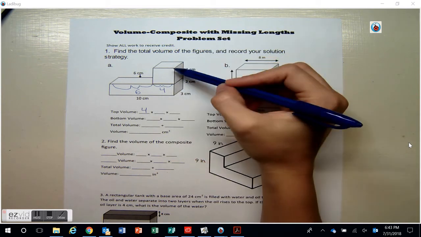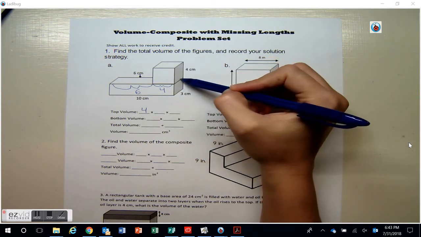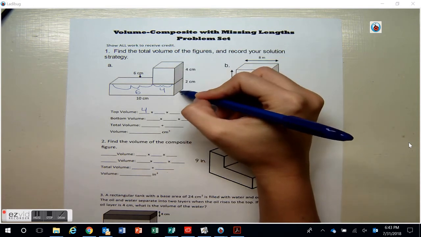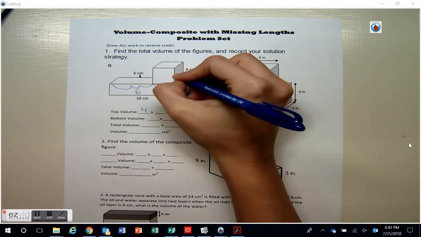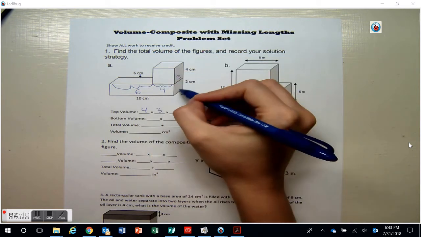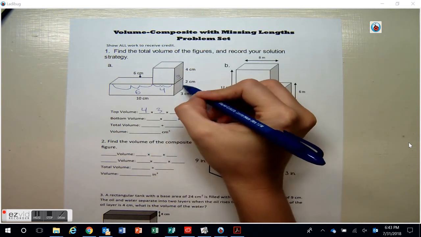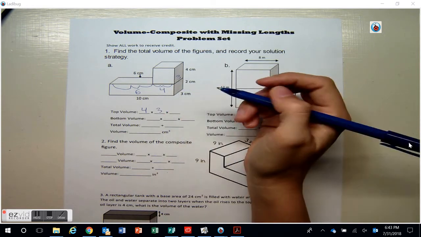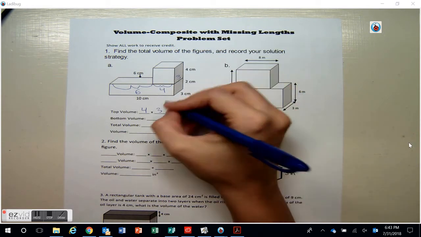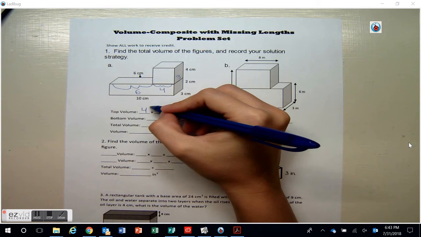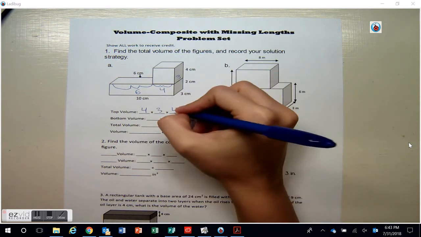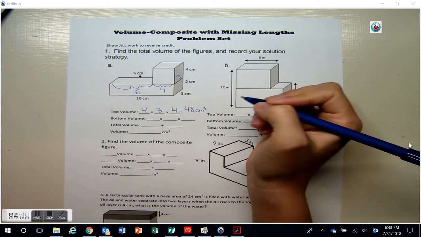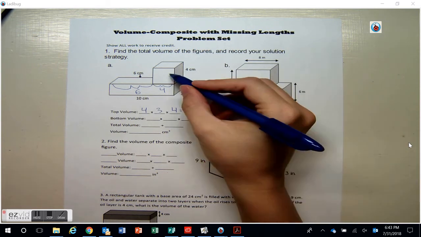centimeters. Now I want to have my width. Again, it's not labeled on the top figure, but I see that this lines up. So 3 is going to be my width there because this measurement lines up. See how this line connects them? That lines up, so that 3 is going to be the same. The height of 4 is there. 4 times 3 is 12. 12 times 4 is 48. So we have 48 centimeters cubed for the top.